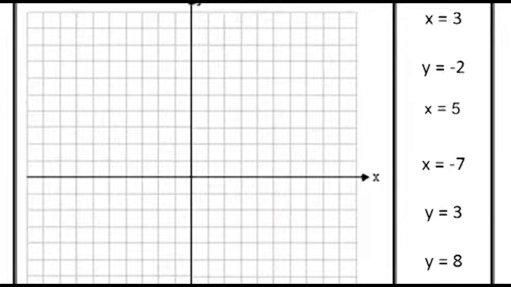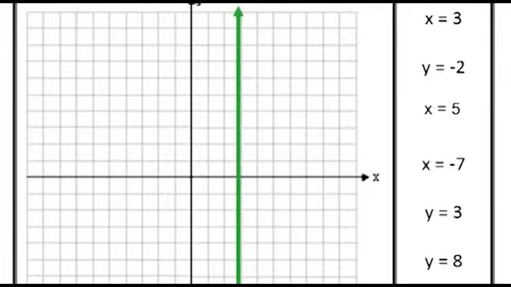Let's try graphing a few of these. X equals 3, so I go along the x-axis until I hit 3, and I'm going to draw a line that is perpendicular to the x-axis. Makes a 90-degree angle. Y is -2, so I go down to -2. These are really just finding the x and y intercepts. At -2, I'm going to draw a line that's perpendicular. See how it comes out? Horizontal when it's y equals. Vertical when it's x equals.